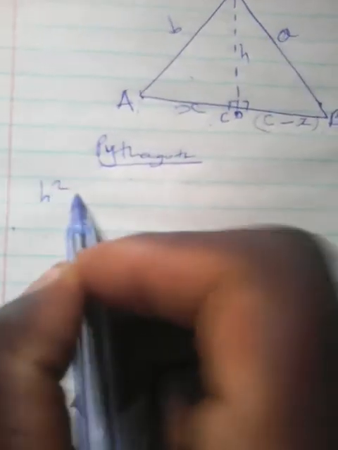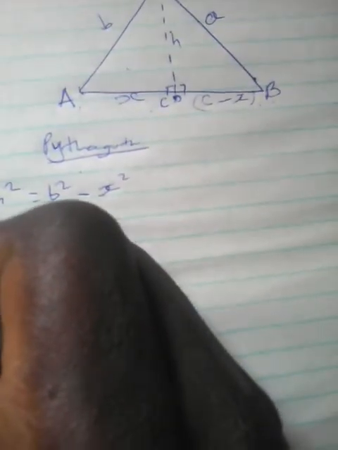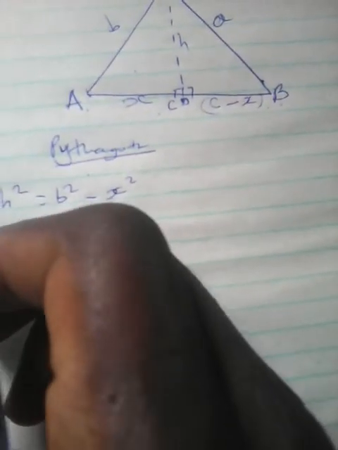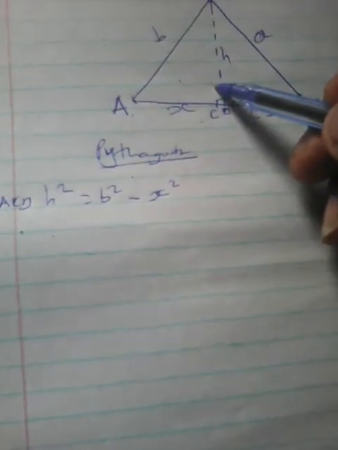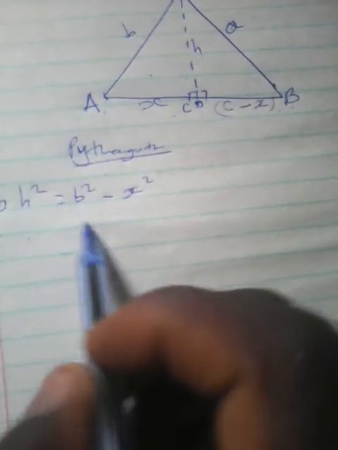Using Pythagoras theorem, we shall find this h squared. h squared is equal to b squared minus x squared. That is for triangle ACD. So using Pythagoras theorem, h squared is equal to b squared minus x squared. That would be our equation 1.